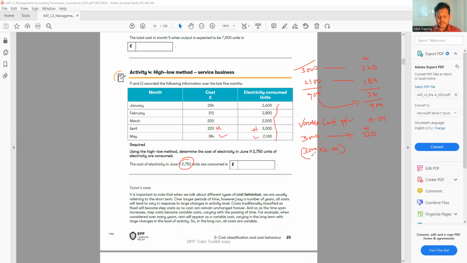So how much is it? 3,000 times 0.04. That gives me 120. Very well done. And the difference will give us the fixed cost. Any remaining from the total cost will be my fixed cost. That is 100 pounds. That's my fixed cost. How did you get 0.4?